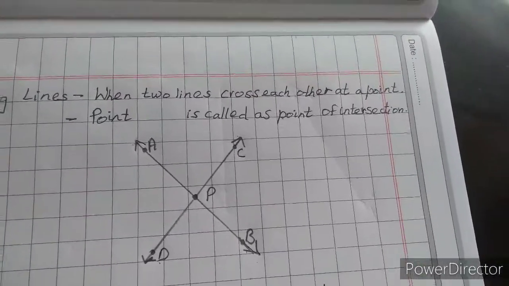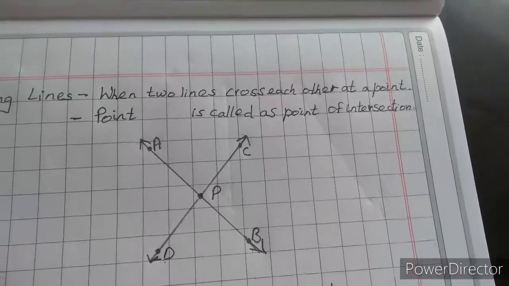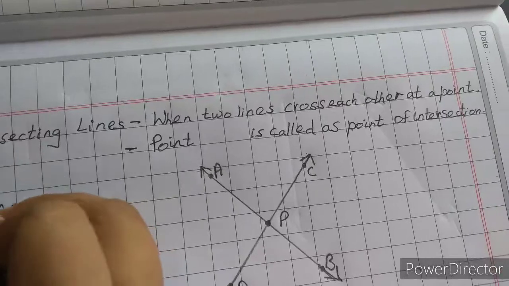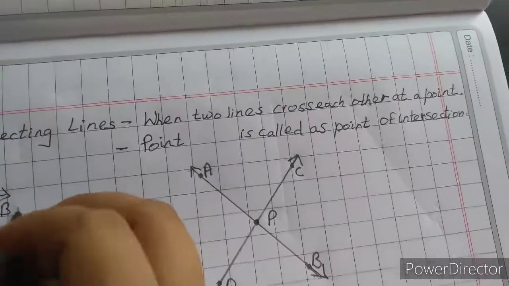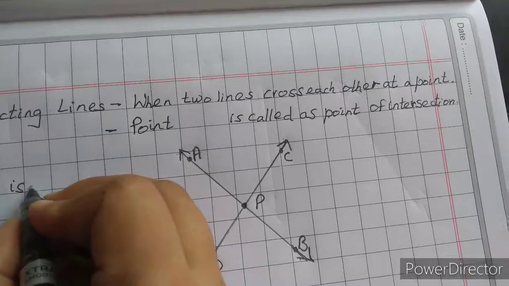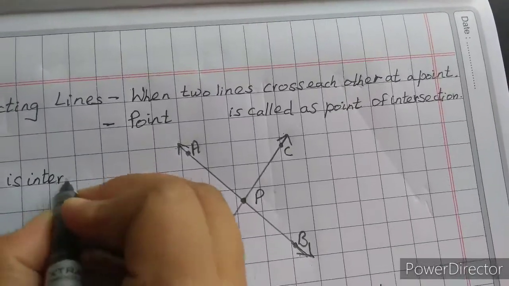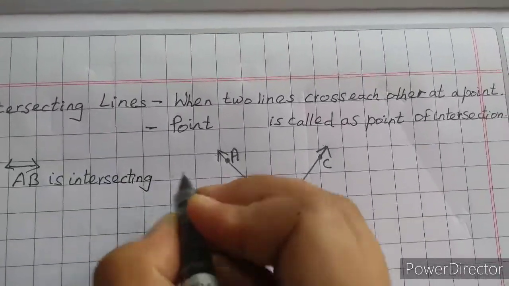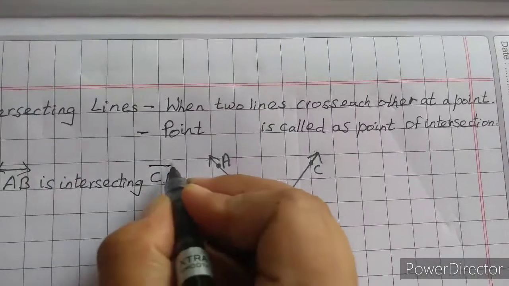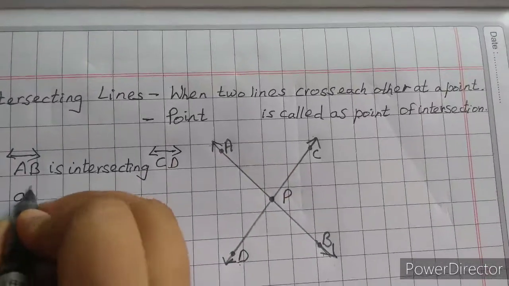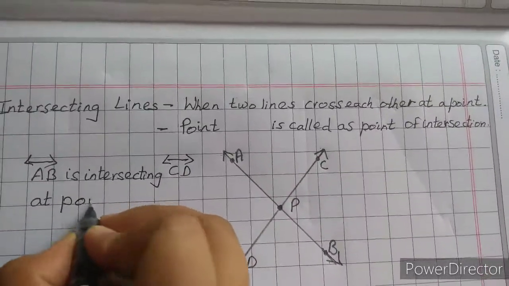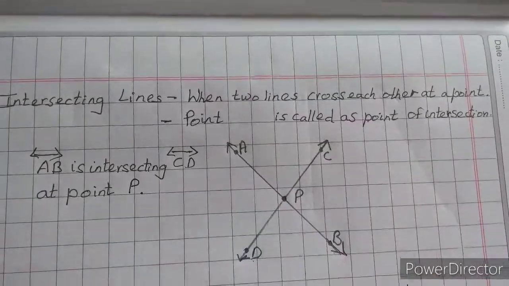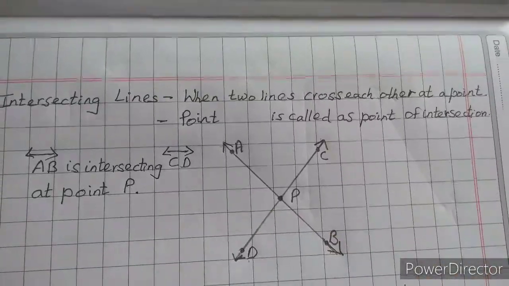So here we will write it as AB straight line is intersecting CD straight line at a point, which is the point? What is the name of that point we have given? P. At point P, इस point पे intersect कर रही है. Okay.